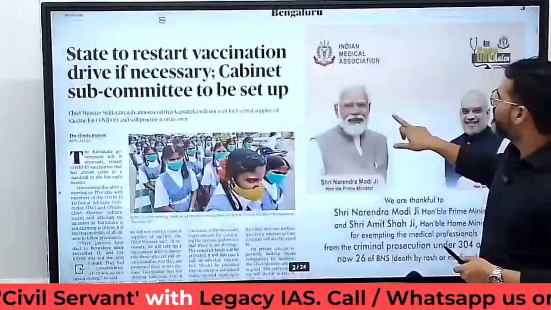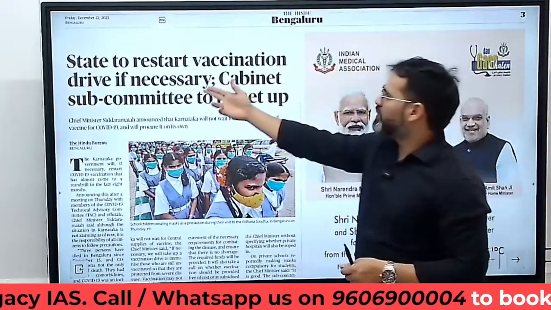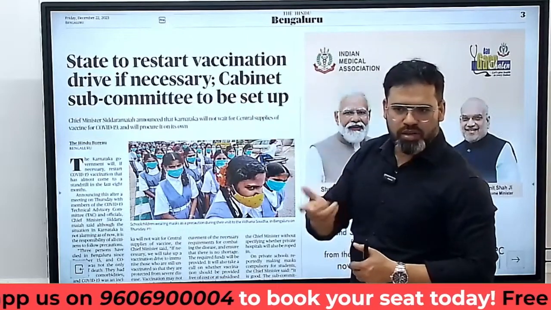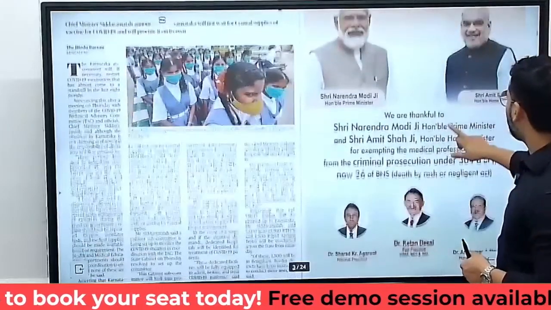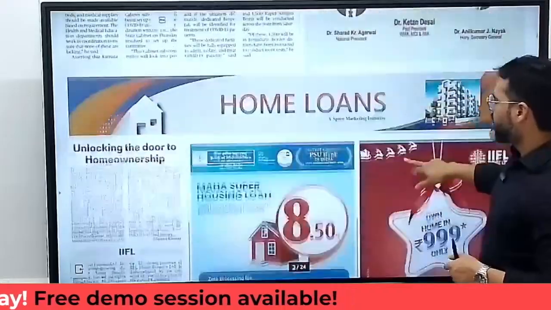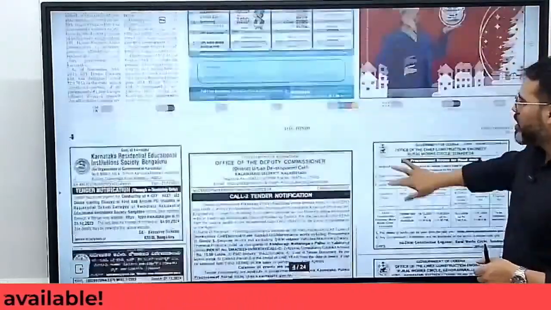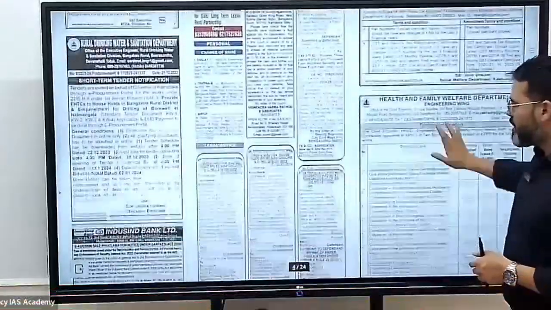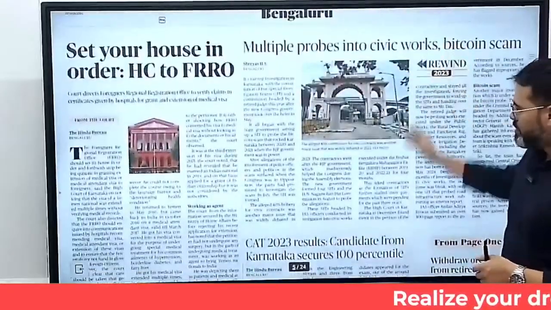अब पेज नंबर 3 आ गया. Again बेंगलुरु है. State to restart vaccination drive if necessary. तो वैक्सीन के बारे में ऑलरेडी साइंस एंड टेक्नोलॉजी कवर्ड, सो नो नीड टू कवर ओवर हियर. इंडियन मेडिकल एसोसिएशंस कुछ है यहाँ पे, देखो कोई स्कीम नहीं, तो लीव इट. इसमें देखो कुछ भी है, नथिंग इज हियर. होम लोन्स जरूरत नहीं है, लीव इट. अब नाउ कम टू पेज नंबर 4. अब पेज नंबर 4 में क्या है, सिर्फ एडवर्टाइजमेंट है, तो हैप्पी है, कम से कम एक पेज बच गया. देन कम्स टू नेक्स्ट पेज, पेज नंबर 5.